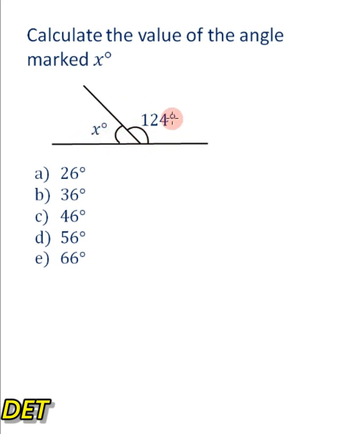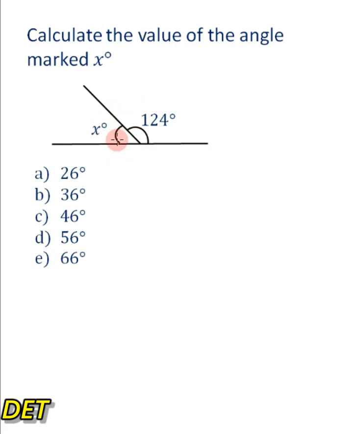We have X here, we have 104 degrees, and we have these options. Option A is 26 degrees, option B is 36 degrees, option C is 46 degrees, option D is 56 degrees, option E is 66 degrees. So again, the question is to calculate the value of the angle marked X.